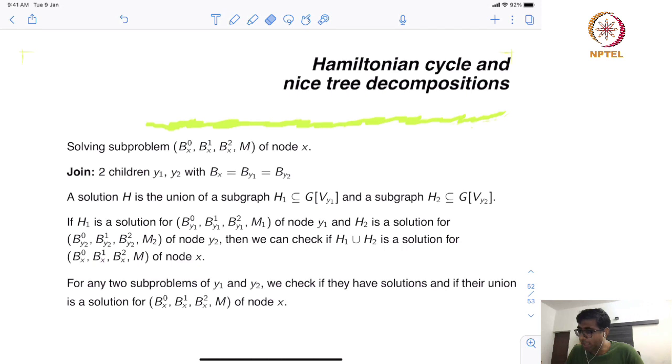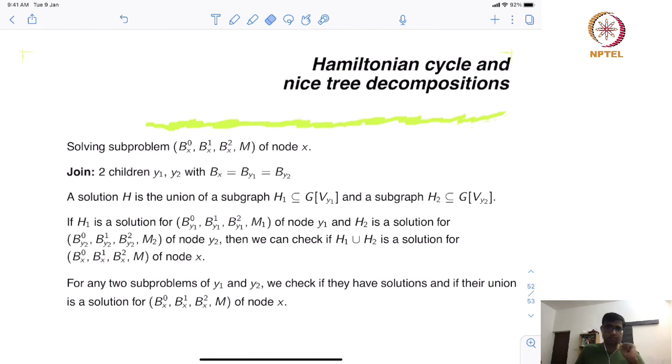Okay. And similarly, if you have two children y1 and y2 with bags Bx and By, then a solution H is a union of a subgraph of this and a solution of this. So you have to check whether their union is a solution at node x. For any two subproblems y1 and y2, we check if they have a solution and if their union is a solution for this node x or not. Basically H1 will provide some sort of connectivity, H2 will provide some sort of connectivity, and you see whether you can achieve this part of the solution using all these things. If you are able to succeed, then you are happy.